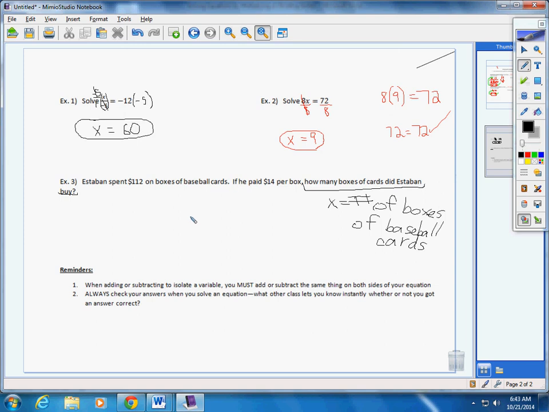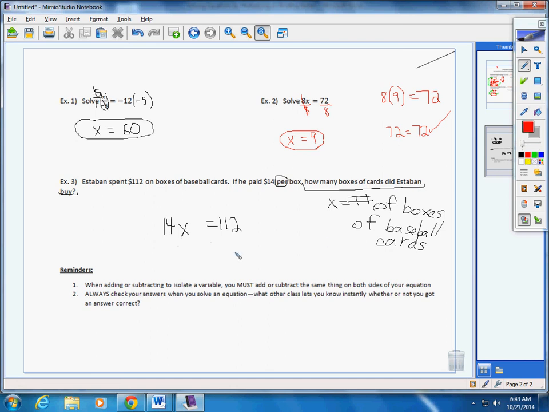So, he spent $112 on baseball cards. So in total, he spent $112. And it says he paid $14 per box. Guys, in case you don't remember, per means multiplication. Okay, so you spent $14 on one box, $28 on 2 boxes, $42 on 3 boxes. So you're kind of getting the picture. $14 times however many boxes of baseball cards he bought, 14 times x, must equal the total amount of money that he spent. Okay, 14 times blank equals 112.